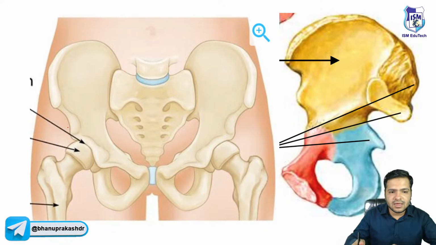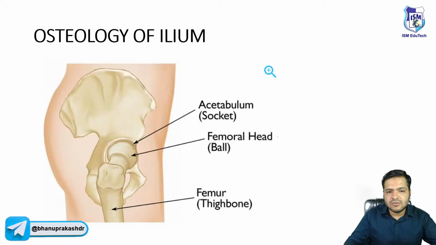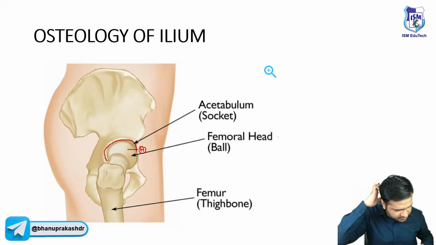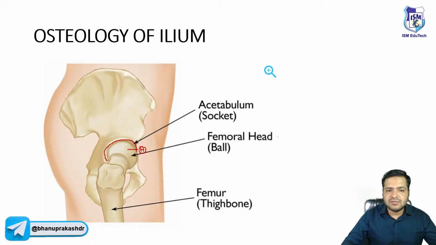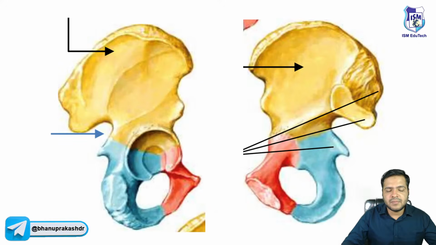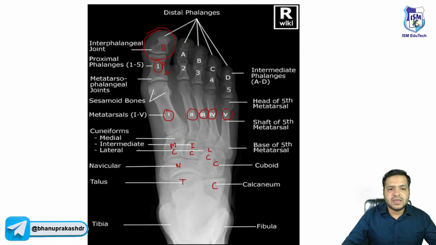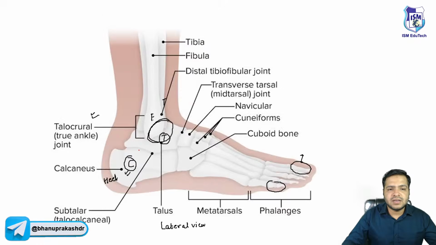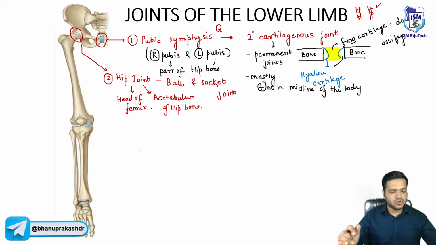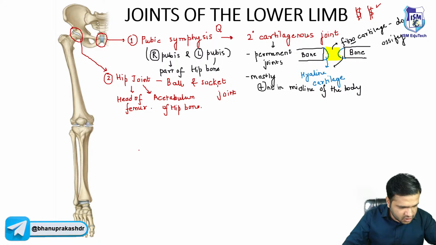If you can see, yes, you can see very well. This is the head part, and it is articulating in the socket part, right? So yes, if you can see over here, beta, this is the head and this is the acetabulum. So yes, this is the part of the hip bone. So second one, I hope everyone has written in your notes. It is the hip joint.